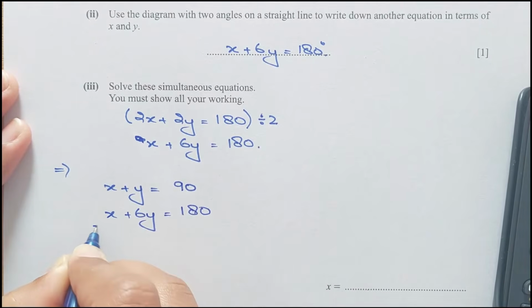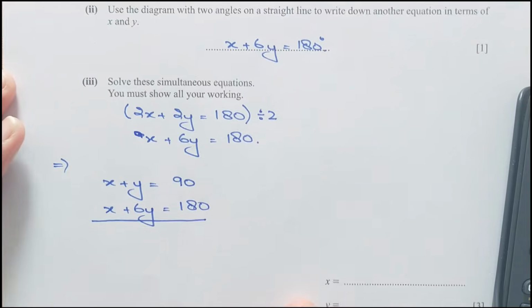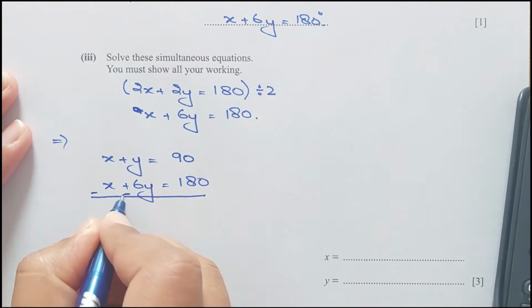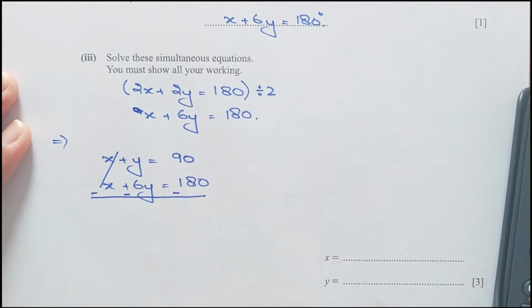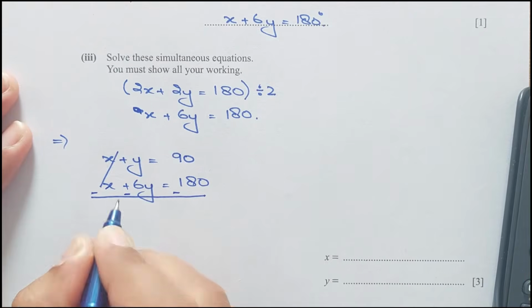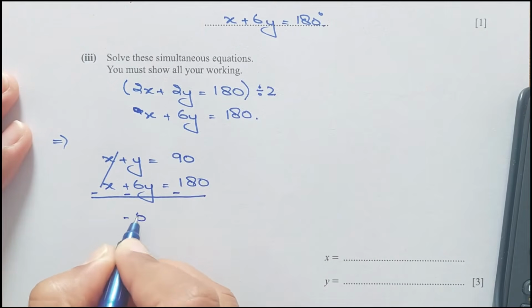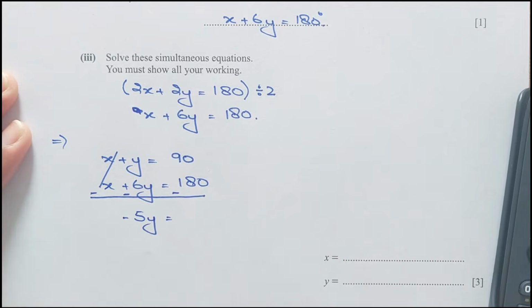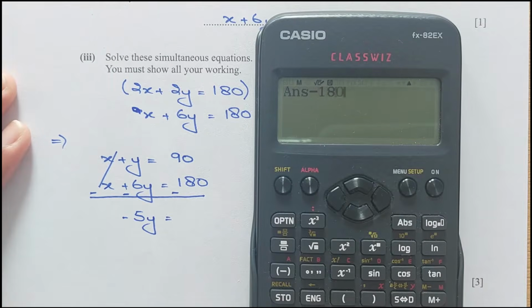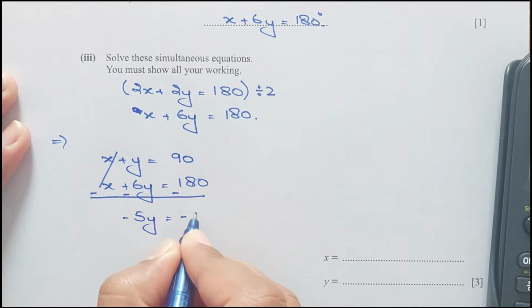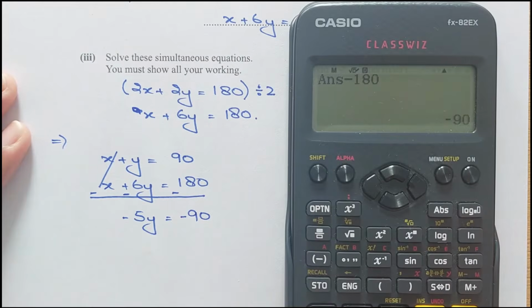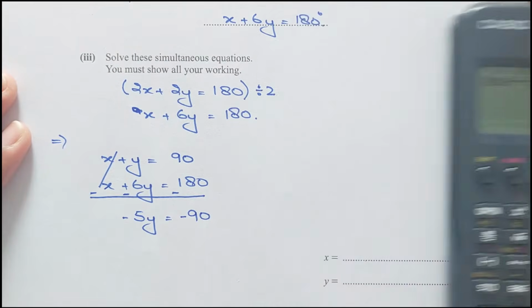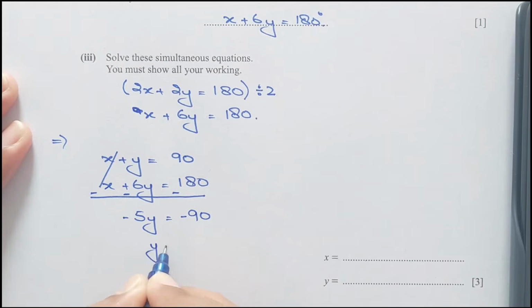Now let me subtract the two equations to get y. So minus, minus, and minus. So positive x and minus x cancel. We have 1 minus 6, which is minus 5y, equals 90 minus 180, which is negative 90. And what is y? Negative 90 divided by negative 5 is positive 18. So y is 18.